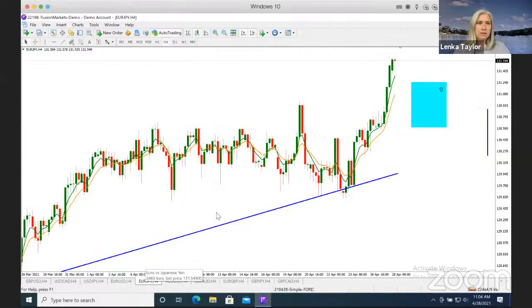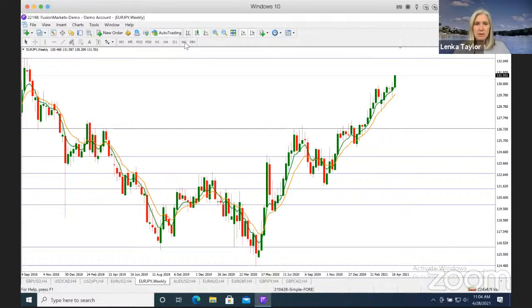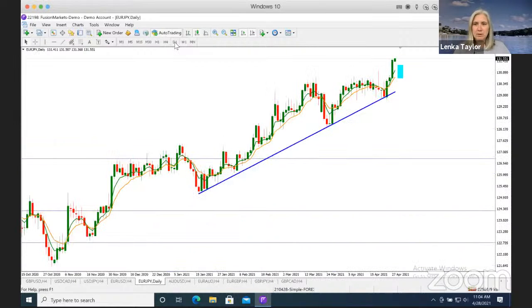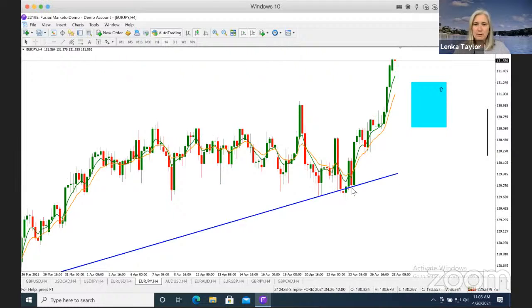Next currency pair I'm looking at is Euro JPY. So Euro JPY, I'm looking for a long. We had that bullish engulfing there on the daily, and the price did go up. So just looking for a pullback possibly to the tops of these lines here, and then looking for a long at that point after the confirmation.